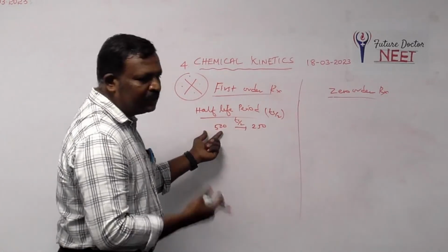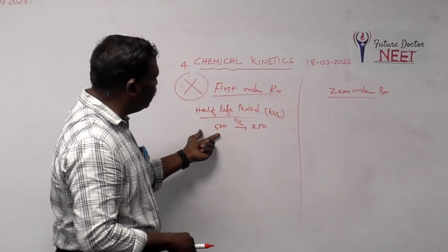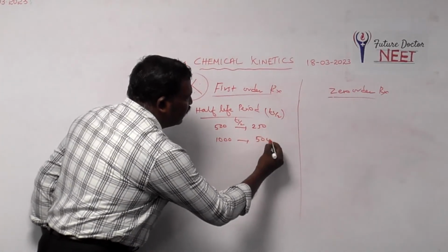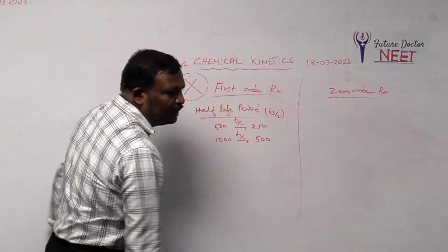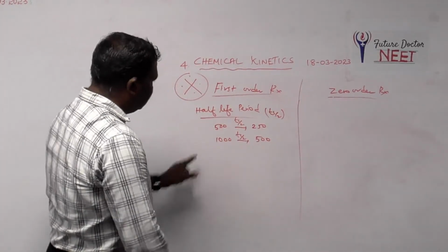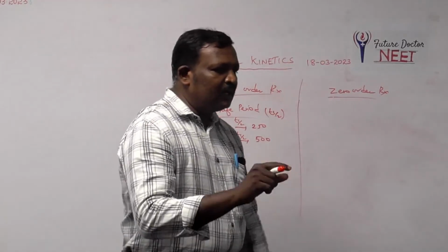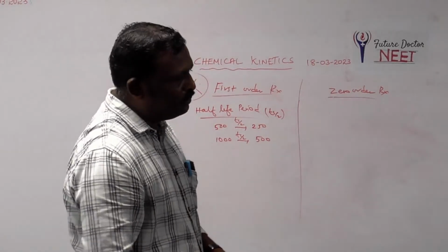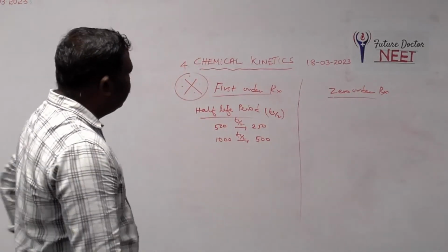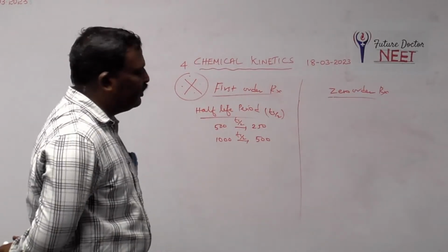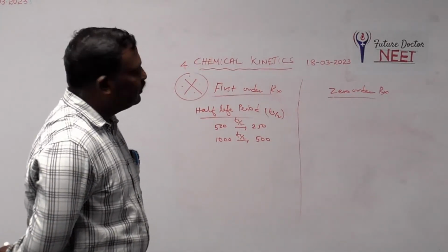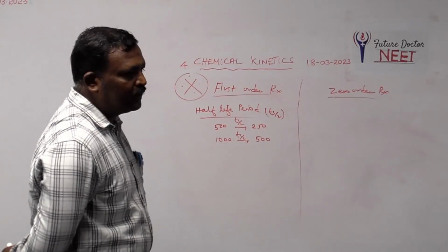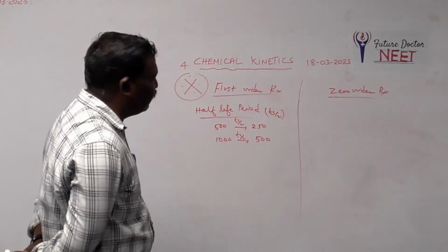Okay. Don't worry about the initial concentration. It may be anything. If you have 1000, when it becomes 500 gram, that time duration is called half-life period. Understood? Okay. Just write: time taken to complete 50% of the reaction is called half-life period. Understood? Okay.